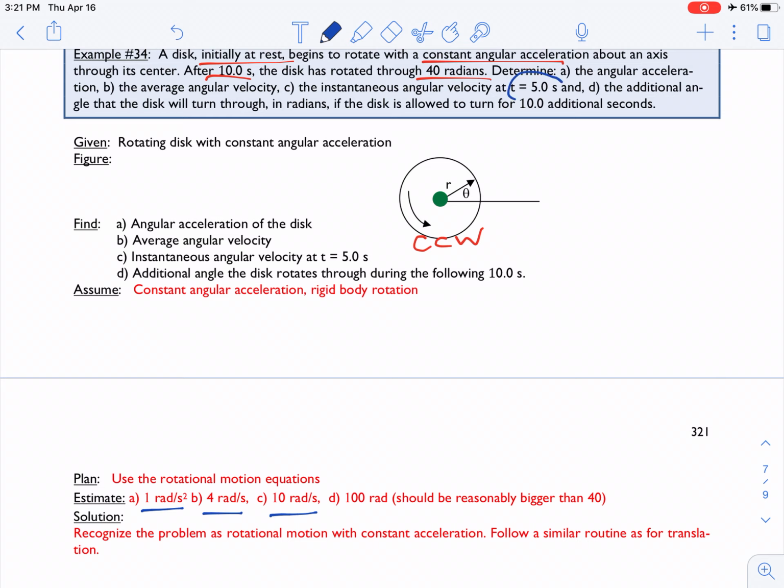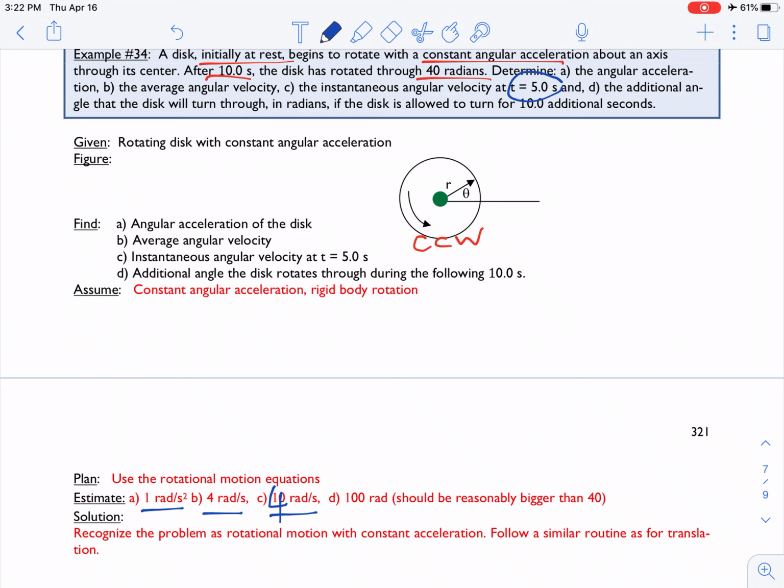If they said that t is equal to 10 seconds, then I would say it's definitely more than 4 radians per second, because 4 was the average, right? And later on, at 10 seconds, that's going to be the maximum, because it starts from 0 and keeps increasing. But 5 is in the middle, so that's why I'm saying it's going to be the same as the average in this case, because the acceleration is constant. So we'll see. Again, just do your best on the estimations. If you don't see it right away, you don't need to go into too much detail, but to be more specific, I think this is also 4 radians per second.